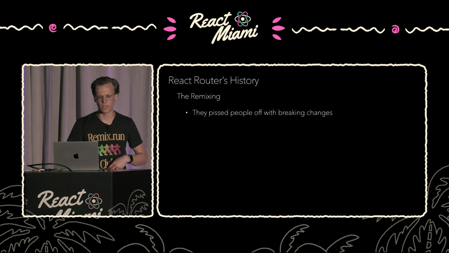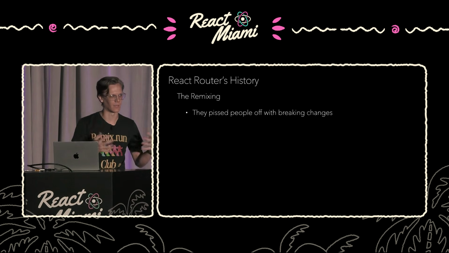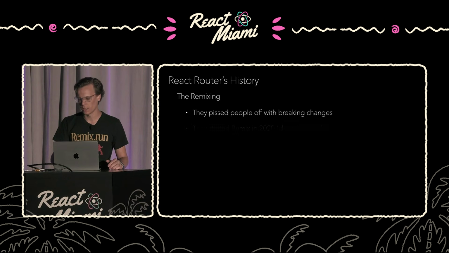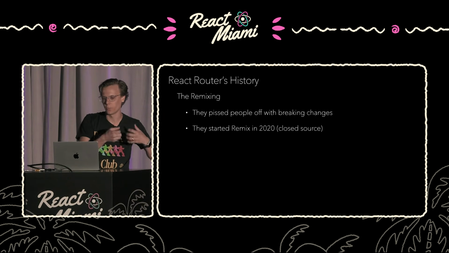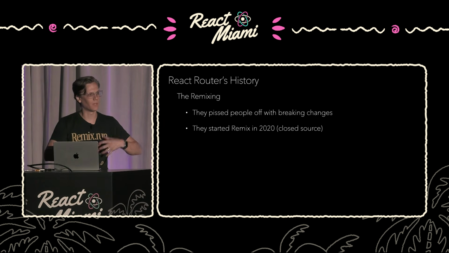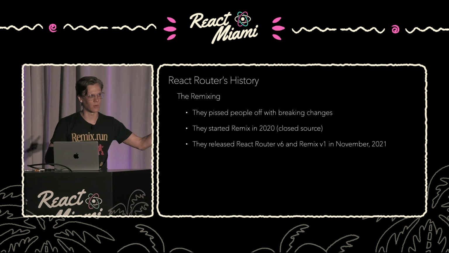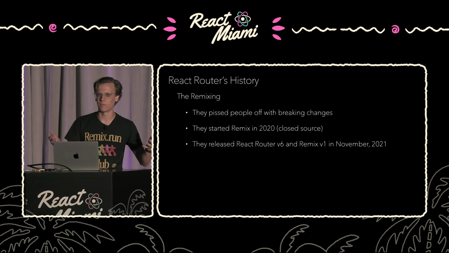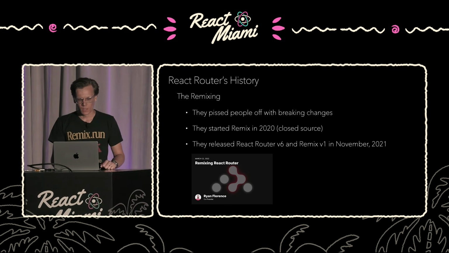Then the remixing happened. They did some major versions and pissed people off because they did break things as they were learning how to do open source as they were going. But in 2020, they were able to focus fully on software. They quit their training business, rather COVID quit it for them, and focused fully on building a full stack framework, which is called Remix, initially closed source, but then they open sourced it and continued to work on React Router 6. They had a full team, so they were able to really invest a lot of attention to it and not do such painful breaking changes.